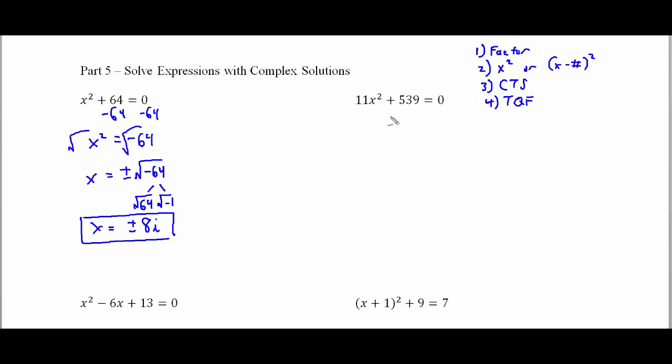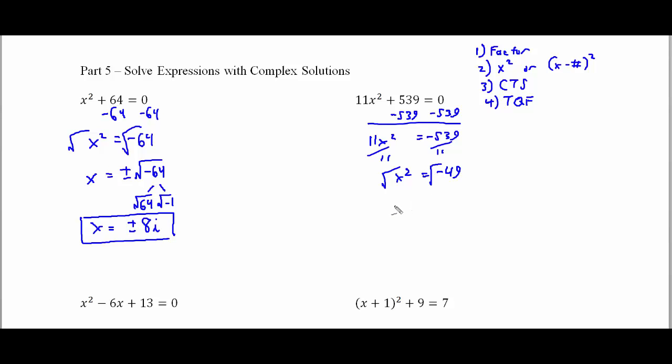This next problem, since it is not factorable, I'm going to try to isolate this x squared by subtracting the 539 from both sides. And that gives me here 11x squared is equal to negative 539. Dividing both sides by 11 and just hoping to see that something comes out nice, it does, because this divided by 11 gives me negative 49. Take the square root of both sides.